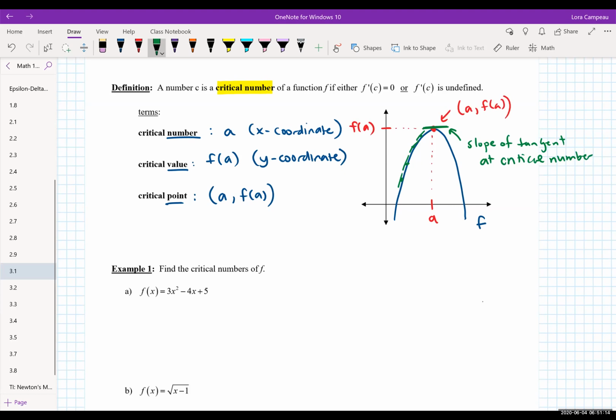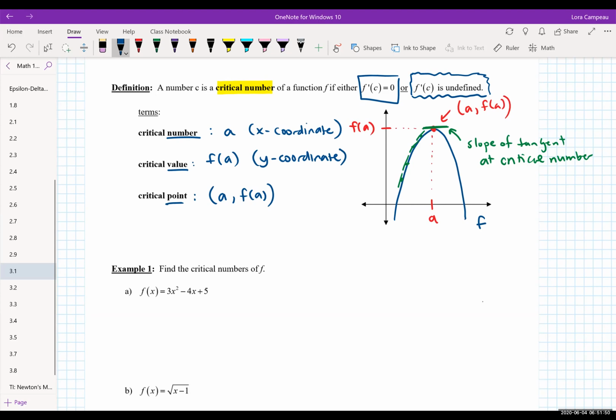It's 0. So this is where the definition comes into play. A critical number of the function f, if either the derivative evaluated at that value is equal to 0, or, everyone forgets this part, so don't forget it, heads up, the derivative evaluated at that value could be undefined.